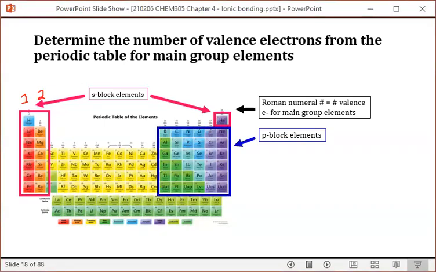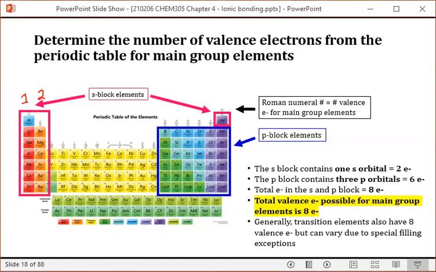And then if we check out our P block elements, the P block contains 3 orbitals. It can hold 6 electrons. So if you count across the number of electrons that can be held, we have 1 electron here in the first column, 2 electrons in the valence shell in the second column, and then we go 3 electrons, 4, 5, 6, 7, 8 valence electrons total, if the S block and the P block are totally filled up. And so the total valence electrons possible for main group elements is 8.